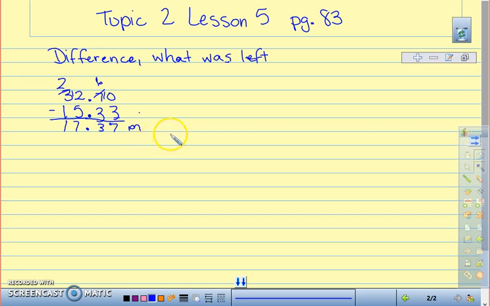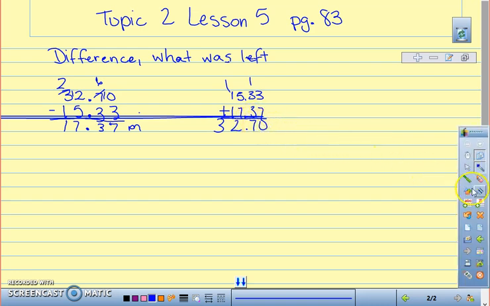If you wanted to check, we could go ahead and add those two answers together, just to add and check, which is a really good idea. So I'm going to add 15 and 33 plus 17 and 37. And 3 plus 7 is 10 hundredths, carry the tenth. I have 7 tenths. 5 plus 7 is 12. So I did get the same answer. So it's always a good idea to check your work.